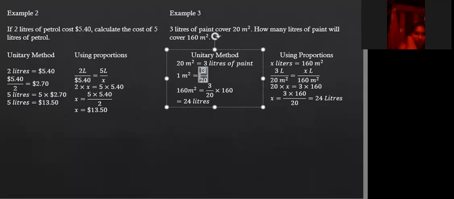1 meter squared is equal to 3 liters over 20, because every 20 meters squared is equal to 3 liters. So you want to find out for 160 meters squared. So it's going to be 3 over 20 multiplied by 160, which will give you how many liters will be able to paint 160 meters squared. So it's going to be 24 liters.